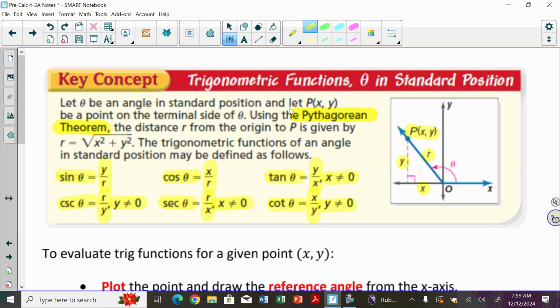So again, we can remember these functions with the variables: y over r, x over r, y over x. But we can also use SOHCAHTOA. It's the same thing. If you take this angle here, sine would still be opposite, y, over hypotenuse, r, as you can see here. So it's still using SOHCAHTOA. Sometimes it helps to use the variables, and sometimes you want to use SOHCAHTOA.